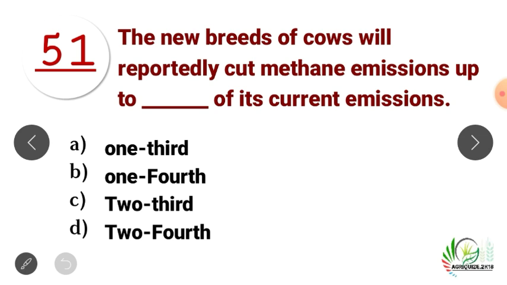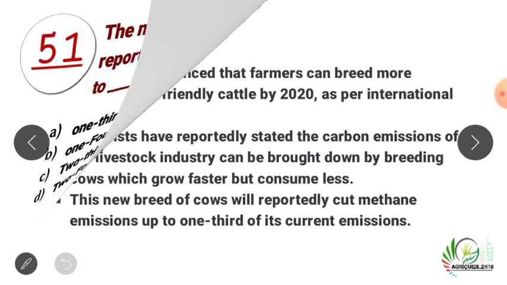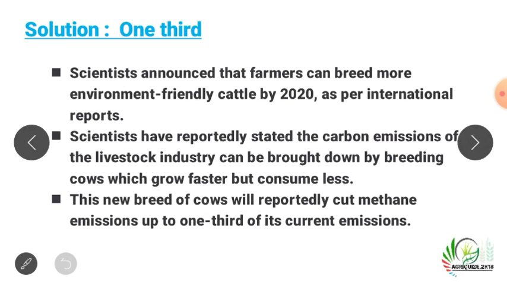Question 51. The new breeds of cow will reportedly cut methane emissions up to of its current emission. Option first is correct, 1/3. Scientists announced that farmers can breed more environment-friendly cattle by 2020, as per international reports. The new breed of cow will reportedly cut methane emission up to 1/3 of its current emission.